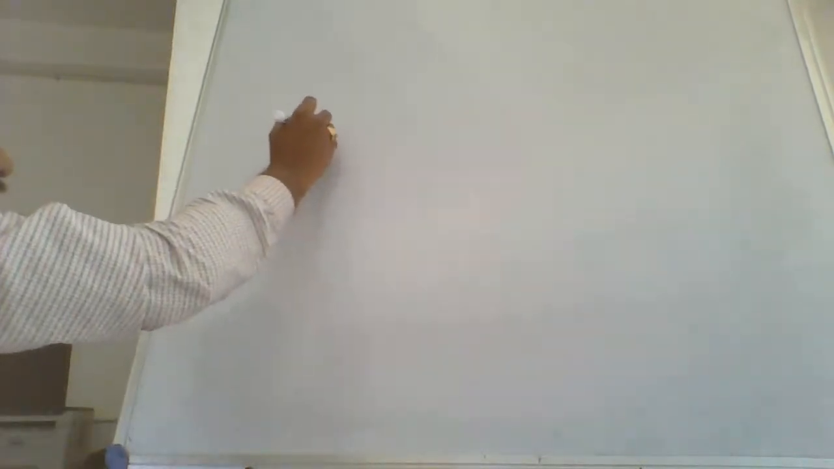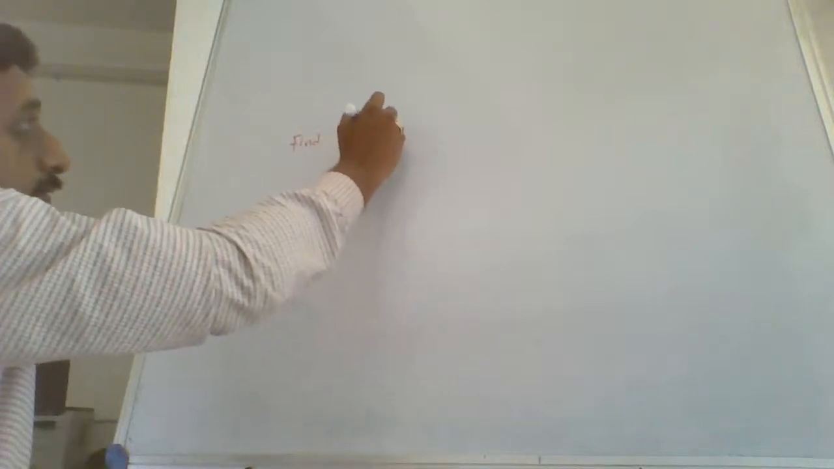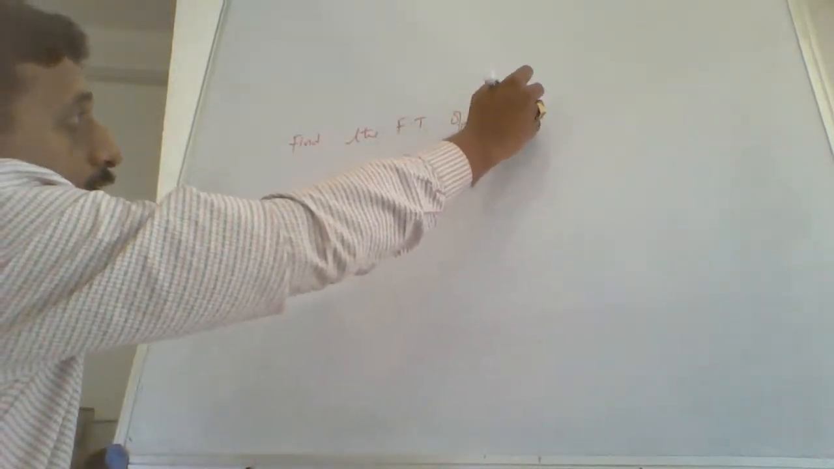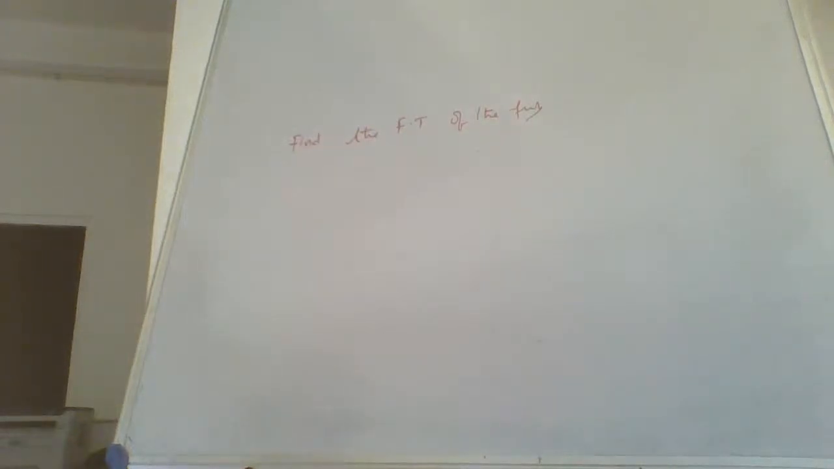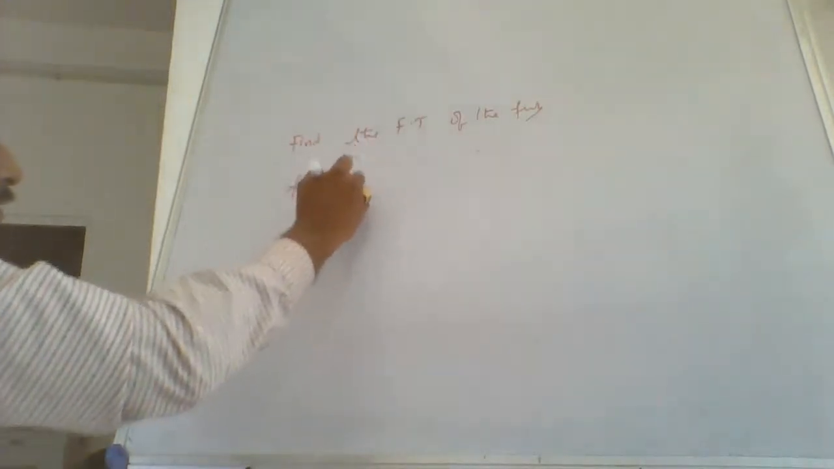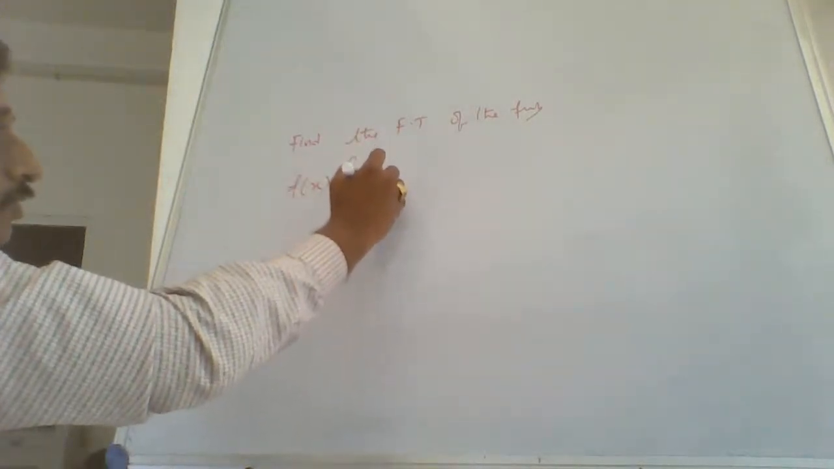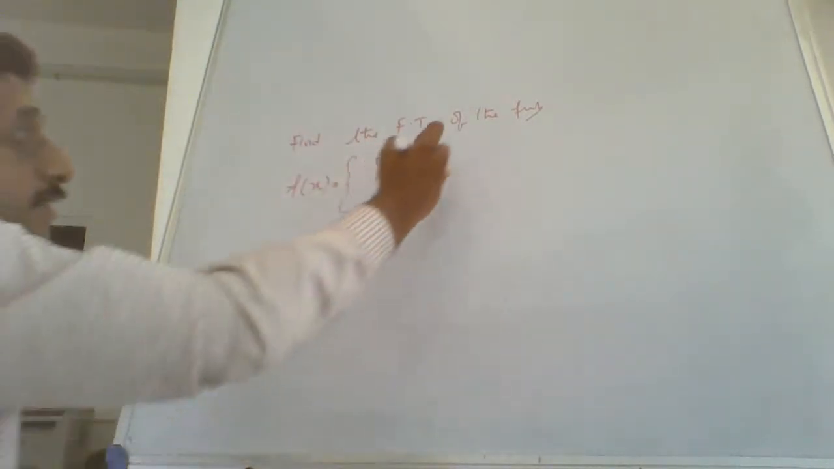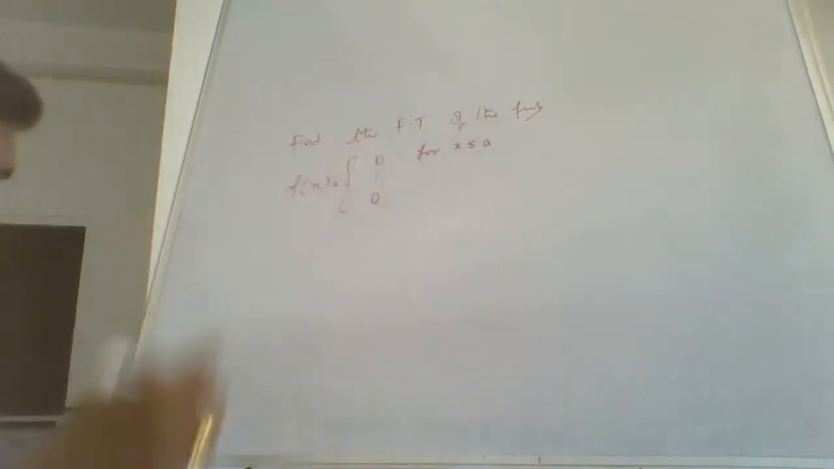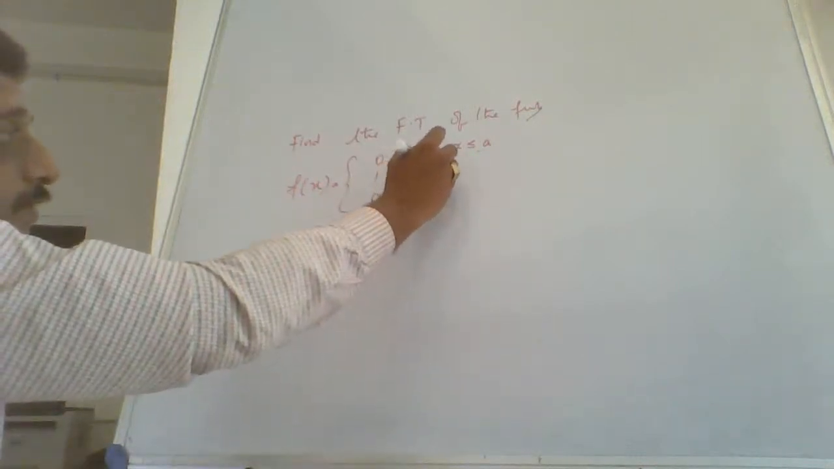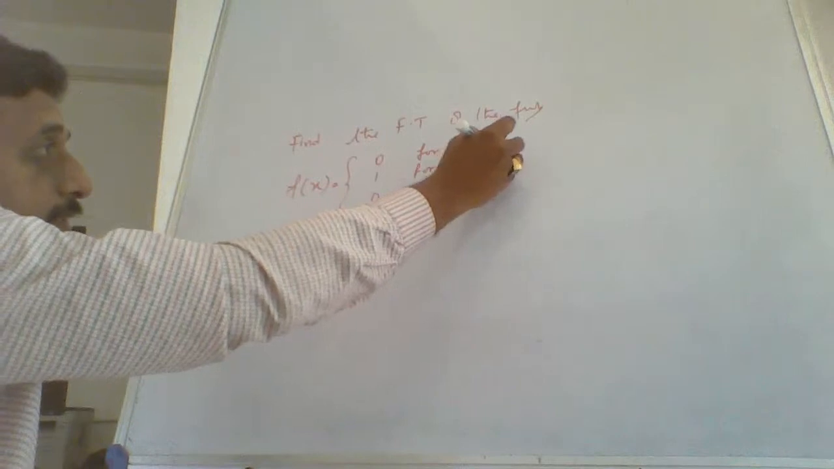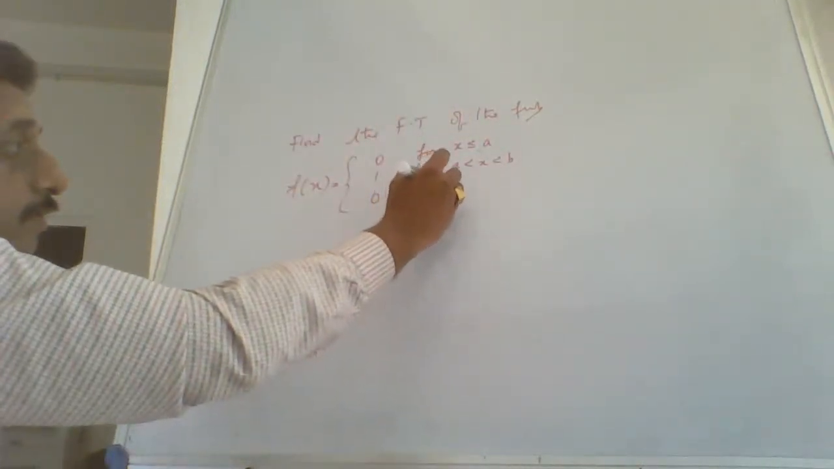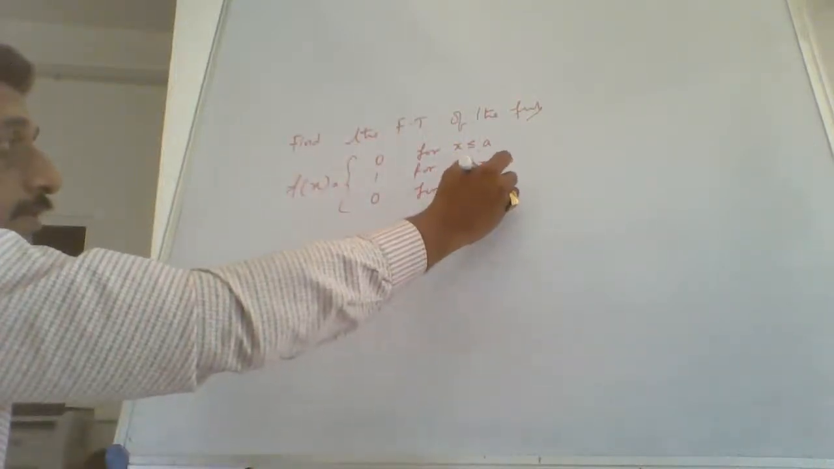Now, let us find the Fourier transform of the function f of x. I have the function as 0 for x less than or equal to a, 1 for a less than x less than b, and 0 for x greater than b.